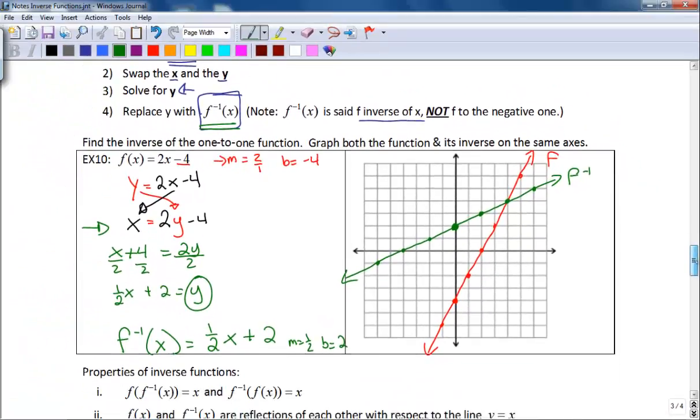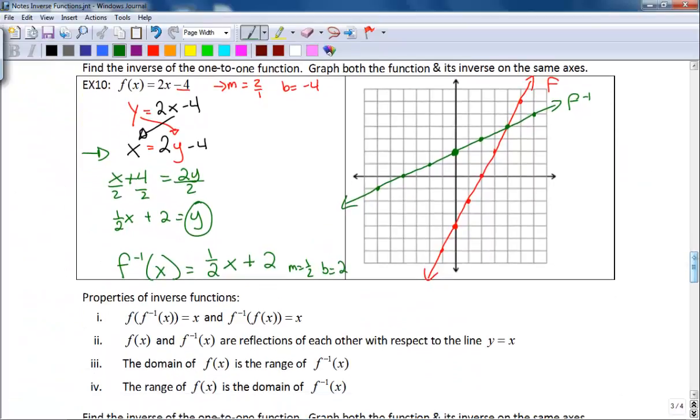Right, well, let's take a look at some of the properties of inverses. The properties of inverses are as follows. If I compose f with its inverse, it equals x, or the inverse with f of x, it equals x. Well, that makes sense to us because we know that in order for two functions to be inverses, their compositions have to give you x. Second thing is that f of x and f inverse of x are reflections of each other with respect to the line y equal x.